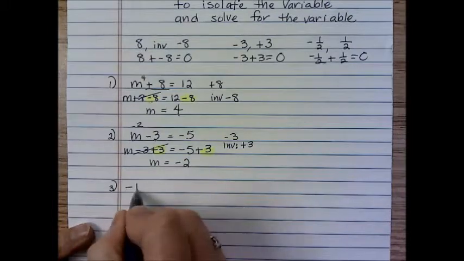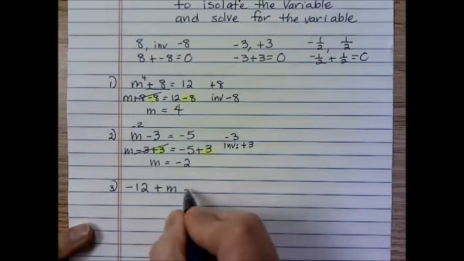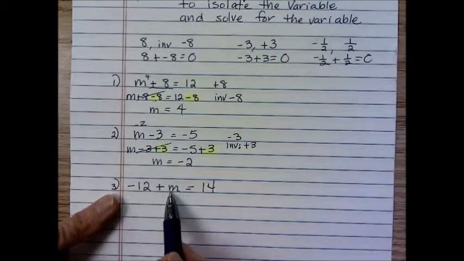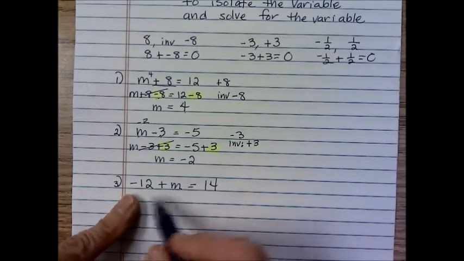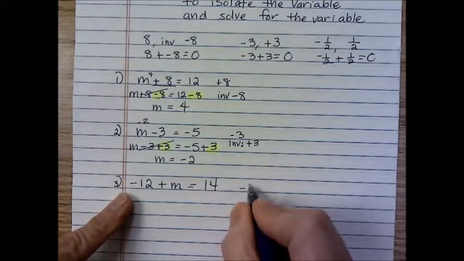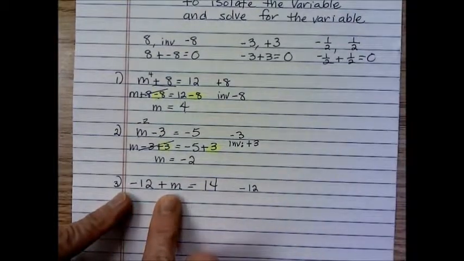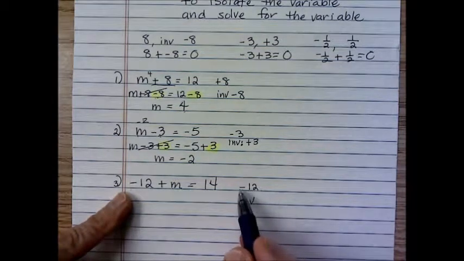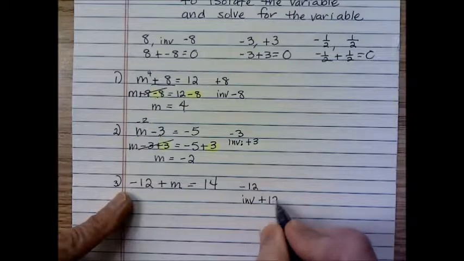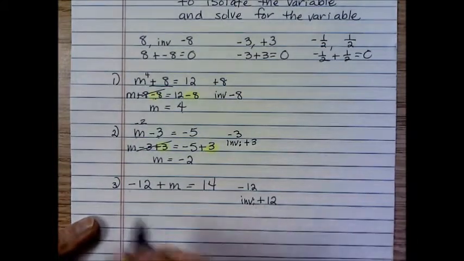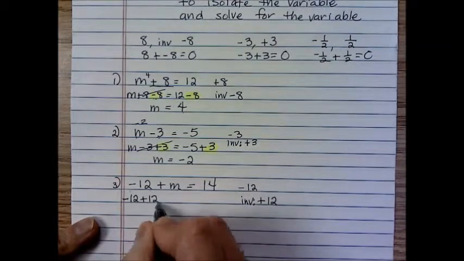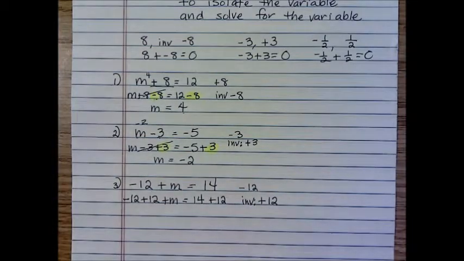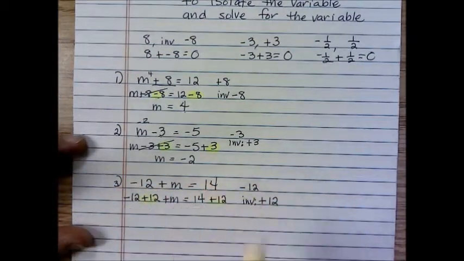If we have negative 12 plus m equals 14, I'm looking over here again on the left side. Here's my variable. So what am I really doing to m? This is a minus 12. So I'm subtracting 12 on this side of the equation. So to be able to isolate that m, I have to do the inverse. So the inverse of subtracting 12 would be to add 12 to both sides. So I'm going to add 12 on the left, and I'm going to add 12 on the right. Again, it's an equation, so we have to do it on both sides.